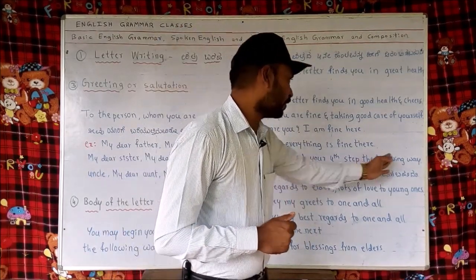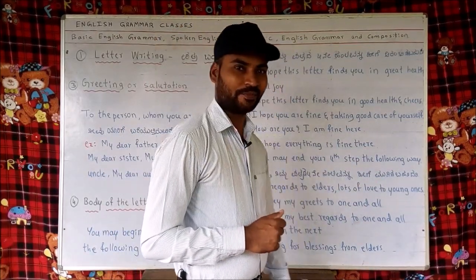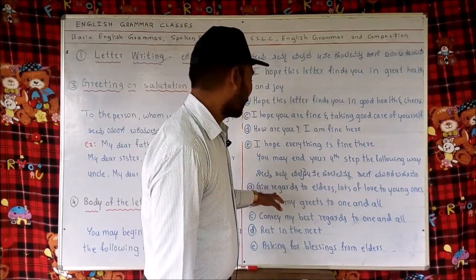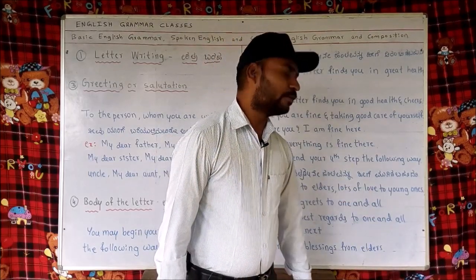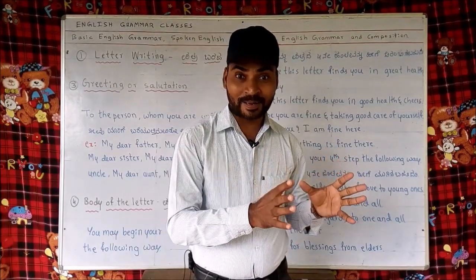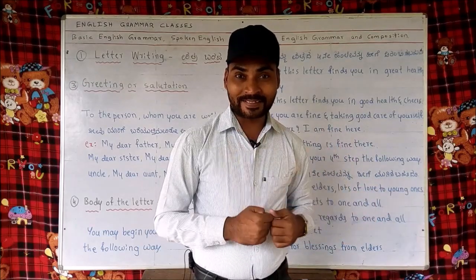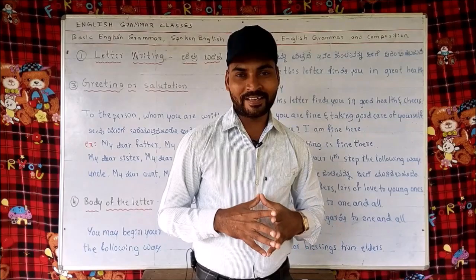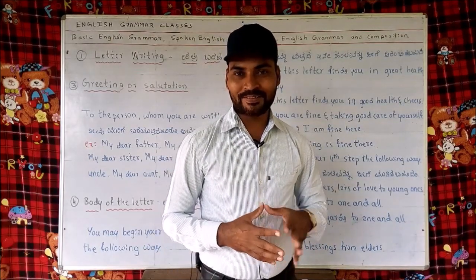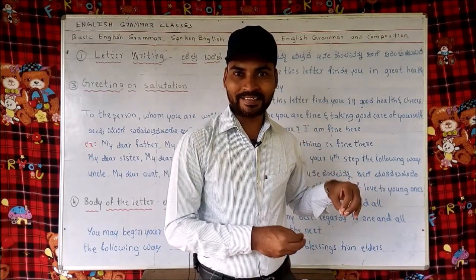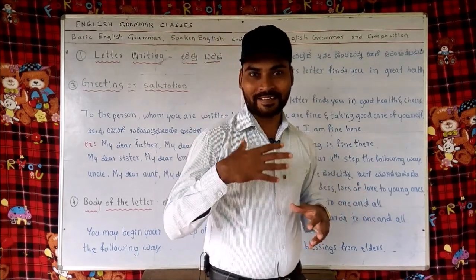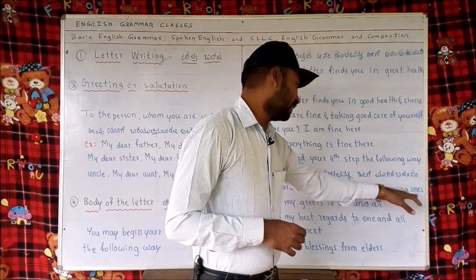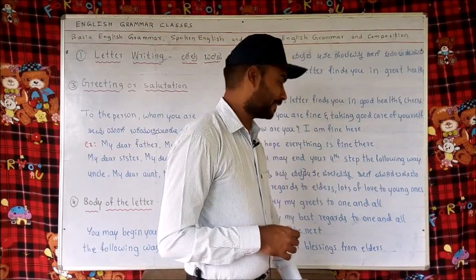Then you may end your fourth step the following way. For ending also there are some attractive sentences. Let's see them. Give regards to elders, lots of love to young ones. If there are elder people in our family, we seek blessings from them. If there are younger people in the family, we give blessings to them. So this one contains that kind of sentences, seeking blessings and giving blessings. Give regards to elders, lots of love to young ones.